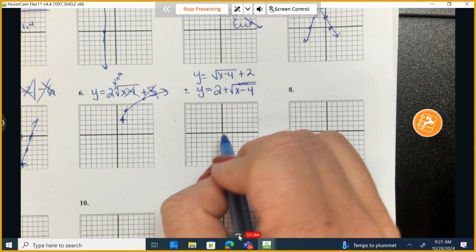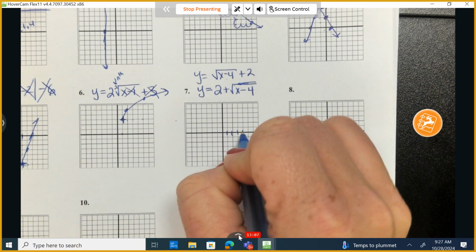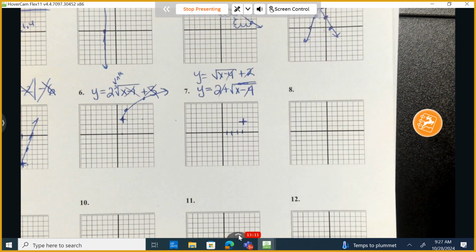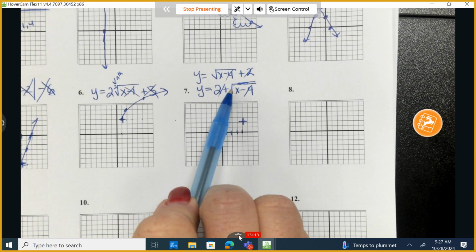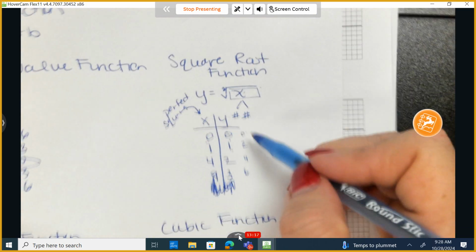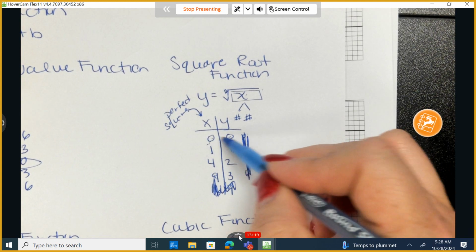I'm first going to go to the right 4, 1, 2, 3, 4, and I'm going to shift up 2. This is my new bullseye. Now, there is no number directly in front that's stuck other than a 1, so I don't need to multiply by the y's. So these are my directions.